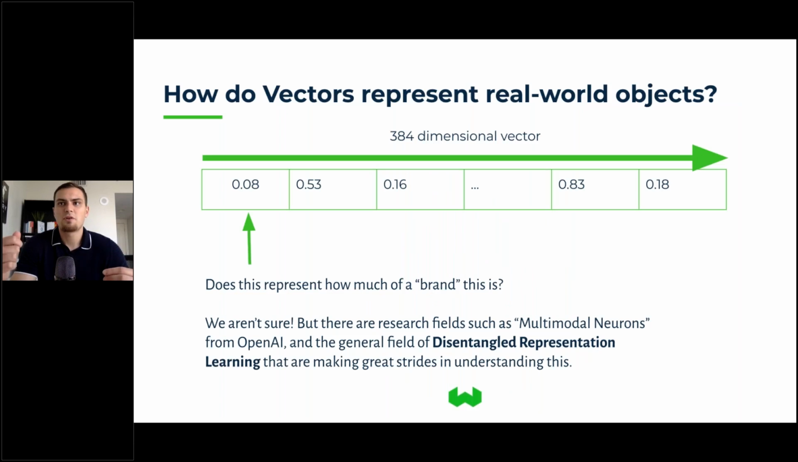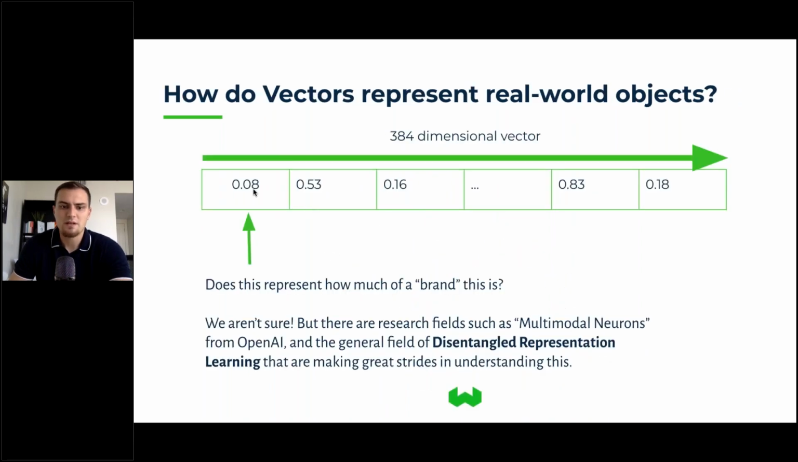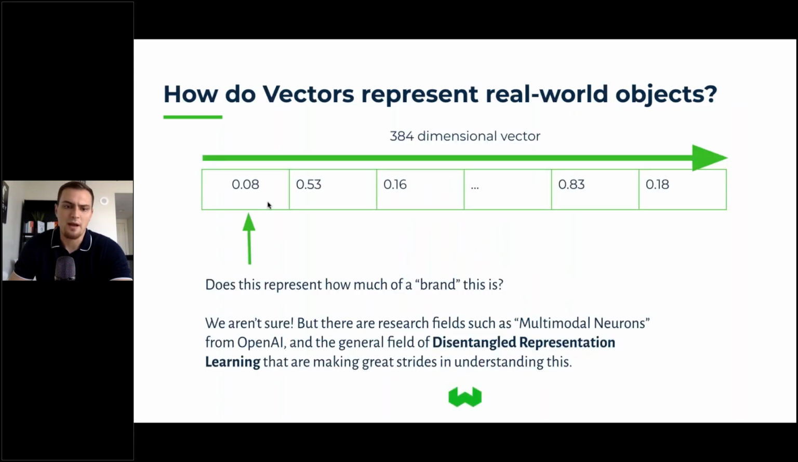So let's talk a little further about how vectors represent real-world objects. You may be interested in how, say, a 384-dimensional vector that has a position in each of these indexes, how does that represent each of the things? So coming back to this semantic cluster example, say the first index on the vector represents how much of a brand this particular point is, because you see this is like a Google logo and an Apple logo. Does this first index say how much of a brand this is?